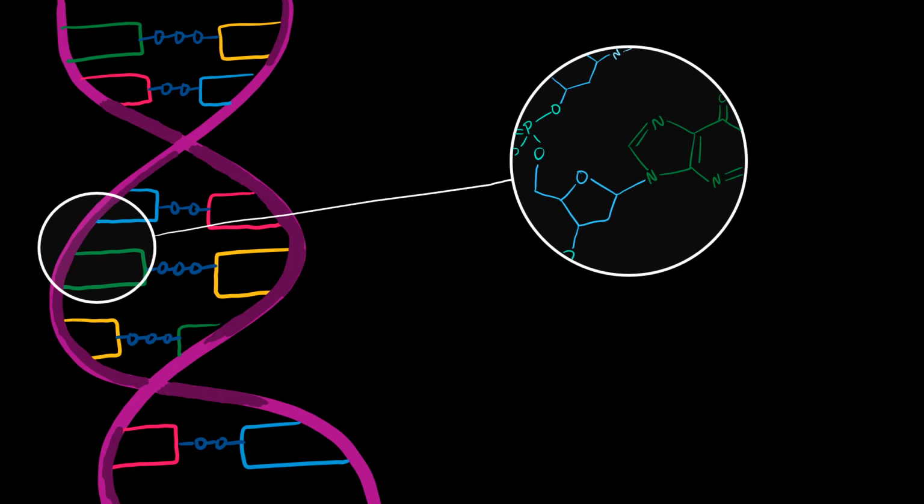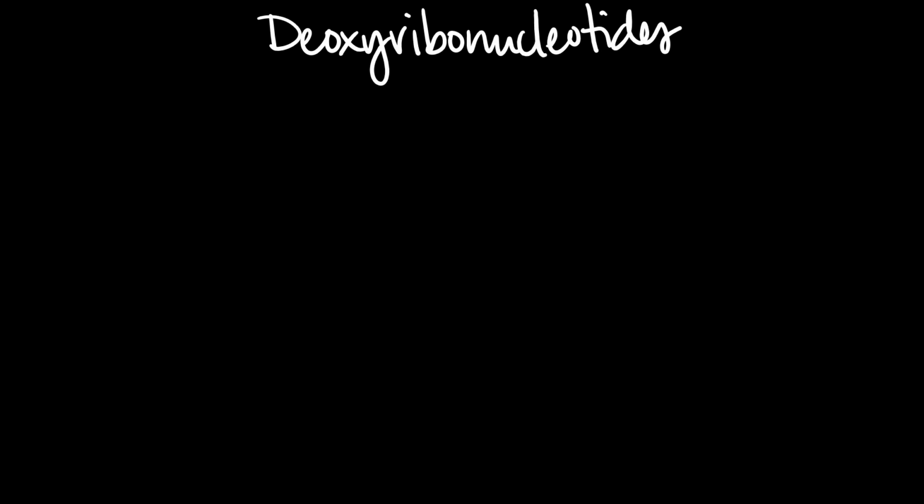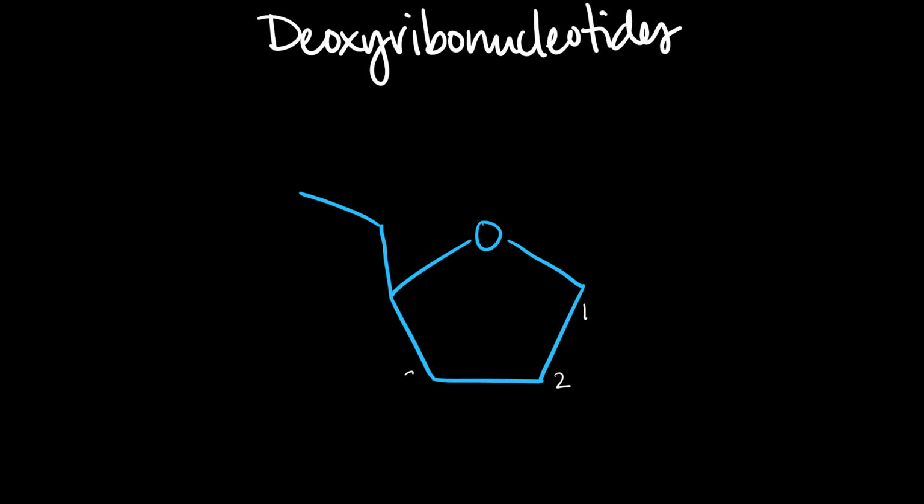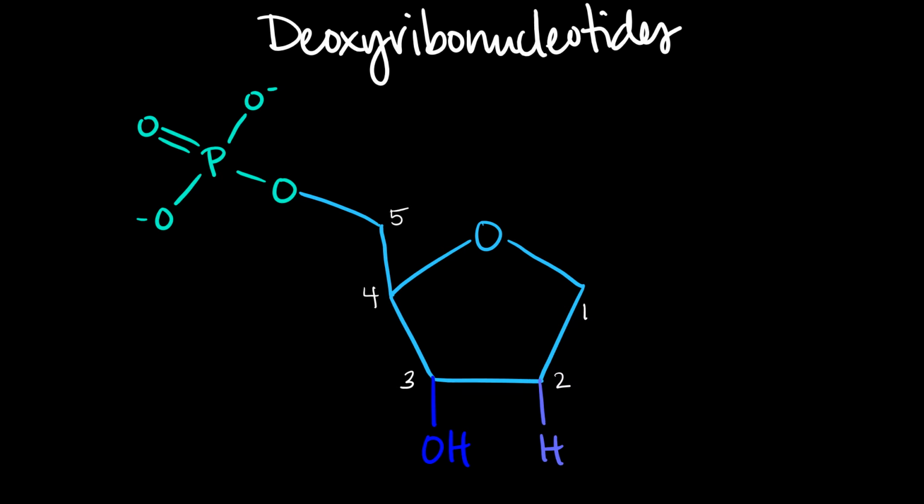Now let's look closer at the individual components of DNA. The nucleotides of DNA are called deoxyribonucleotides. They contain a pentose 5-carbon sugar with a phosphate group on the 5' carbon, a hydroxyl group on the 3' carbon, and a nitrogenous base on the 1' carbon.